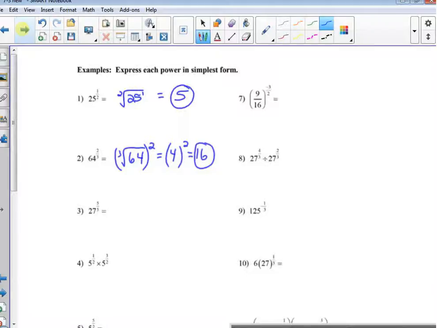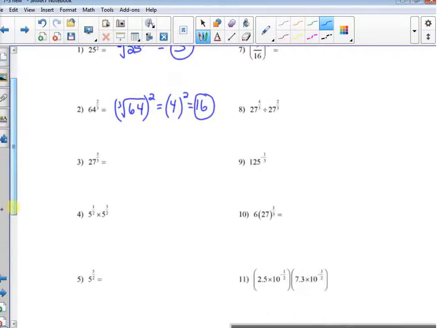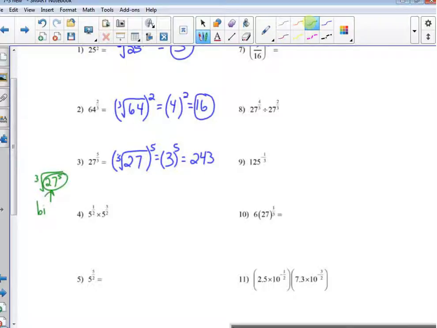For number 3, 27 to the 5/3. The cubed root of 27 is 3, and 3 to the 5th is equal to 243. That's much easier than trying to do the cubed root of 27 to the 5th. Yikes, 27 to the 5th? That's really big. Okay? This is easier.